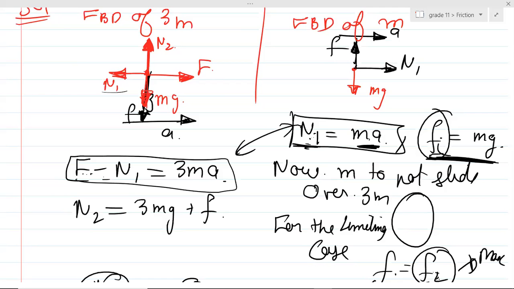And we are done with this. We're done with friction. In the next class, we'll do circular motion.